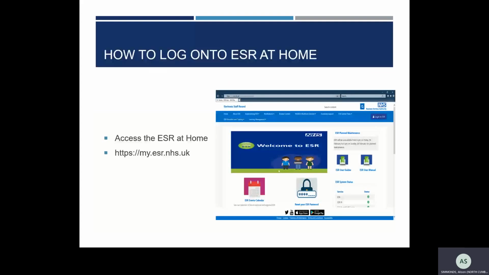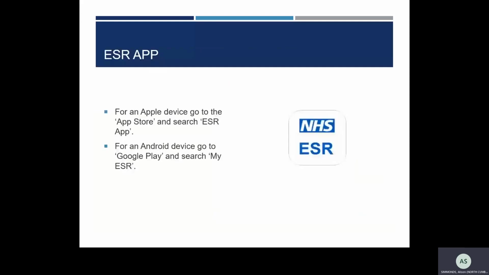Logging onto ESR from home is similar to logging in at work. The only difference is you need to type in the URL yourself. The URL is my.esr.nhs.uk. There's also an ESR app which you can use on your phone or tablet. For Apple devices, go to Apple Store and search ESR app. For Android devices, go to Google Play and search My ESR.